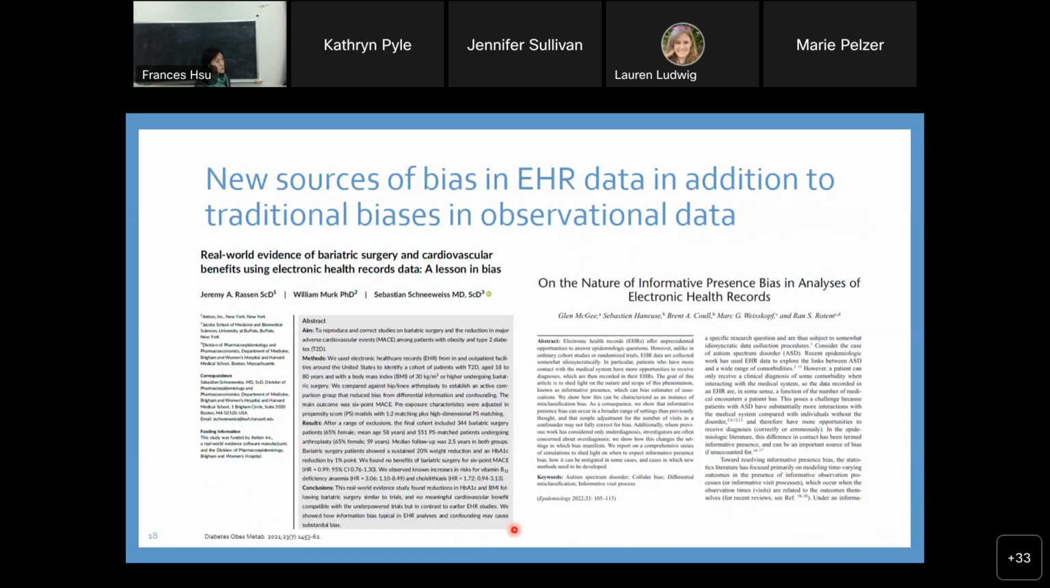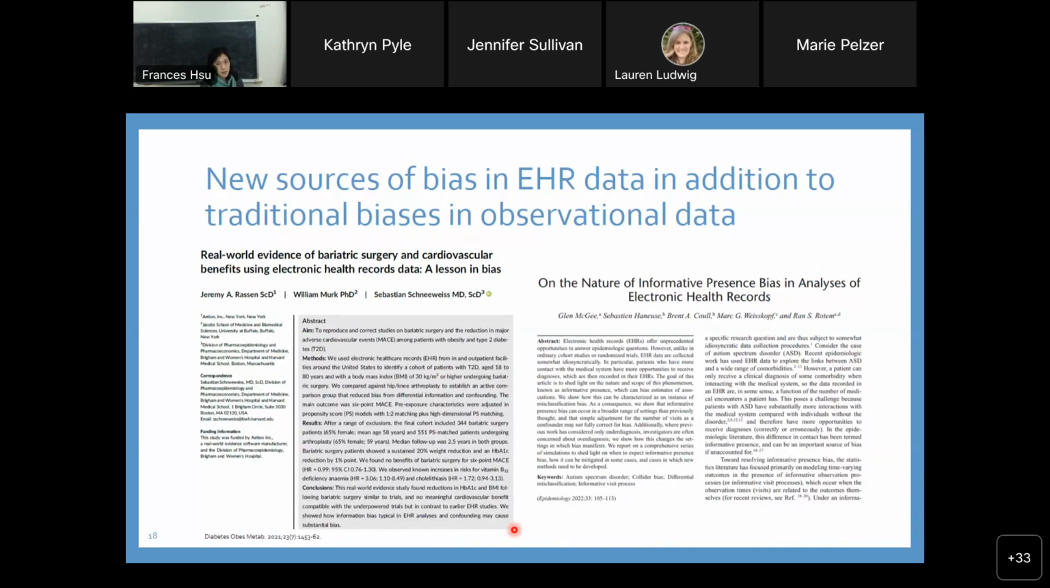Lastly, there are likely new sources of bias in EHR data in addition to biases in traditional observational data, such as registries and administrative databases. For example, informative presence bias means sicker patients generate more data. Conversely, healthier patients are less likely to have healthcare encounters, so their data may be sparse or not included in large academic health centers where most research is generated.